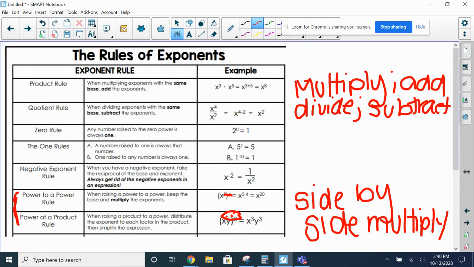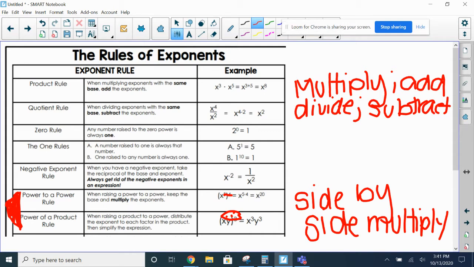And here's why I wrote those here. My first year teaching, I had a lot of kids that would get mixed up with their product rule, their quotient rule, and these power rules. So a teacher told me a song she uses to help her kids remember the difference between these three rules. When we're multiplying, we add. When we're dividing, we subtract. And side by side, those exponents next to each other, powers to a power, we multiply.